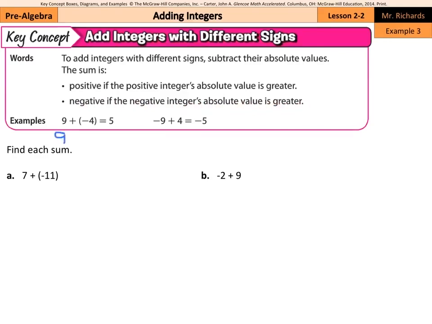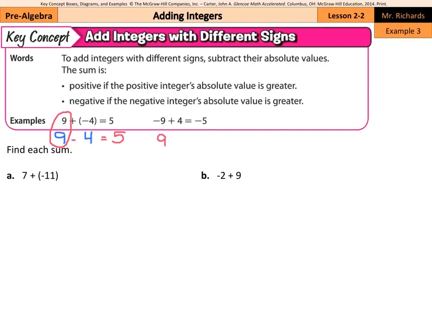So here, the absolute value of 9 is 9 and the absolute value of minus 4 is positive 4. And then we look at which number is bigger. Here it is 9. Now the sum is positive if the positive absolute value is greater, and that's the case here. So we just subtract those and get 5, and our answer is going to remain positive.